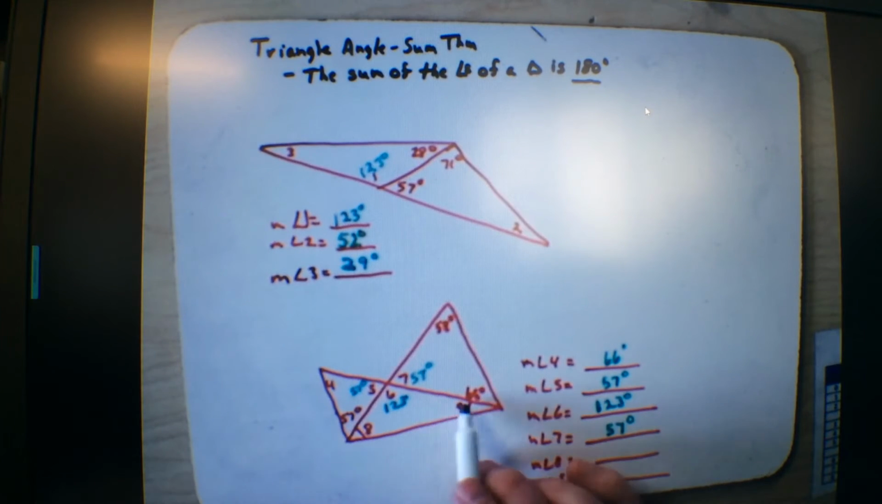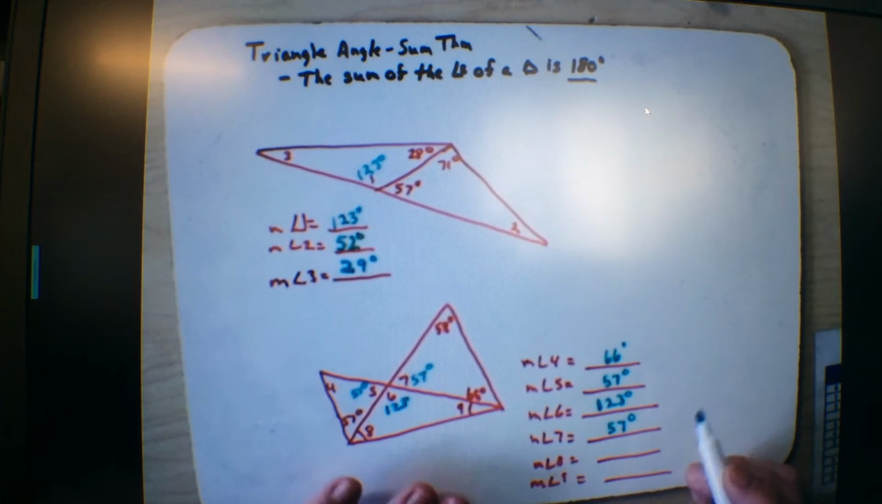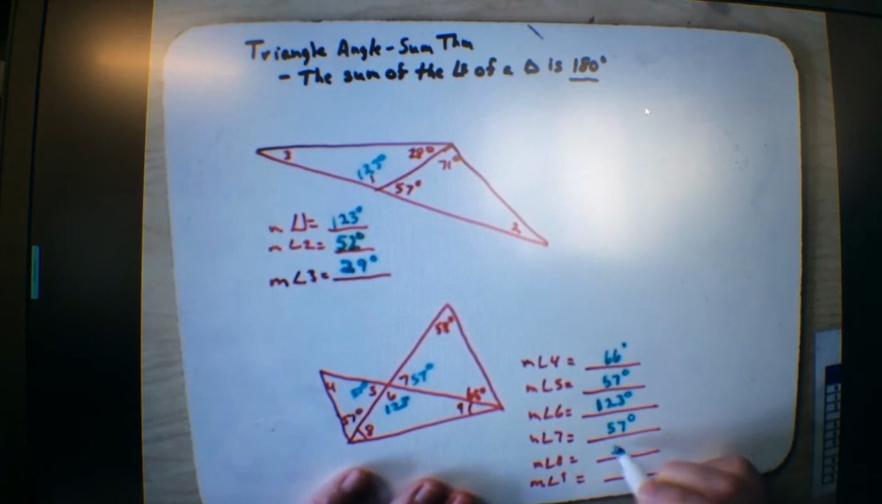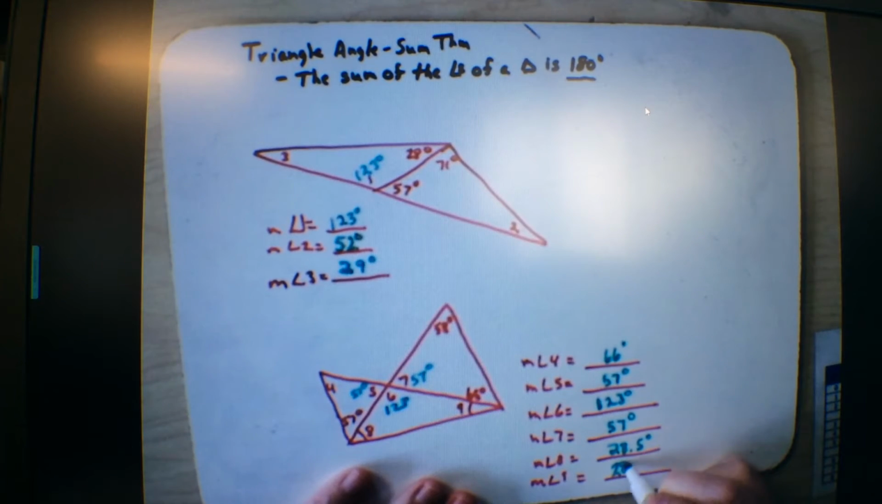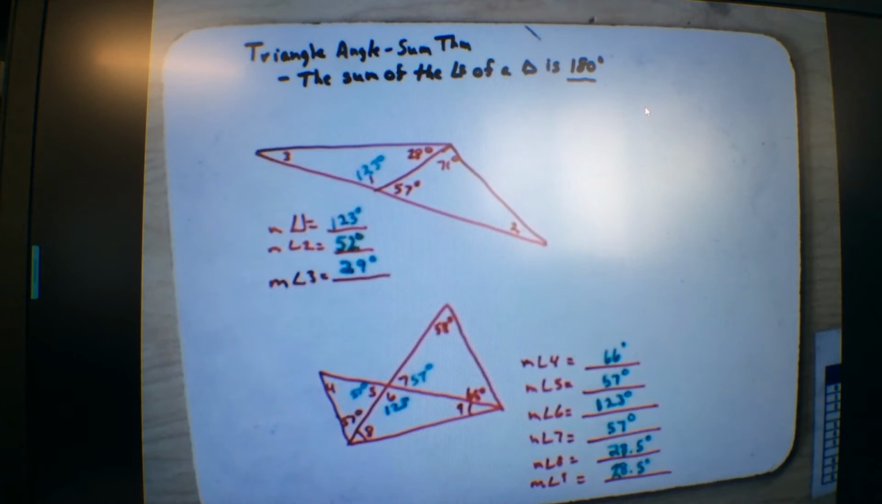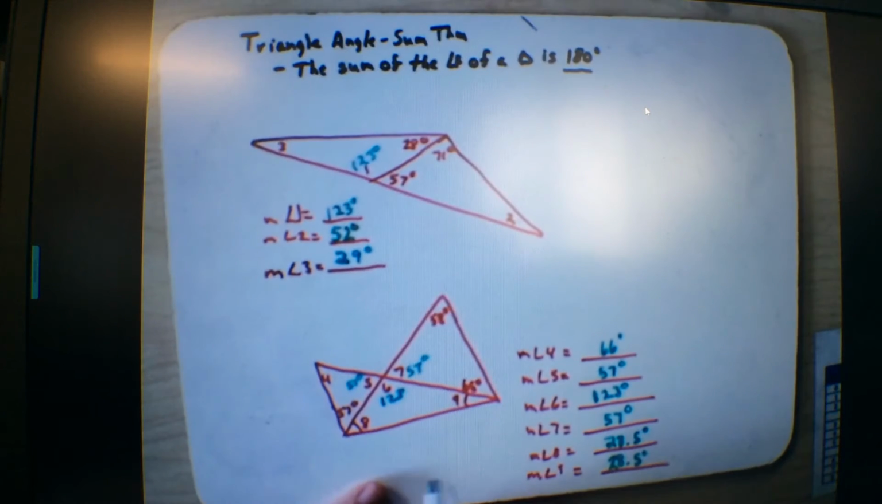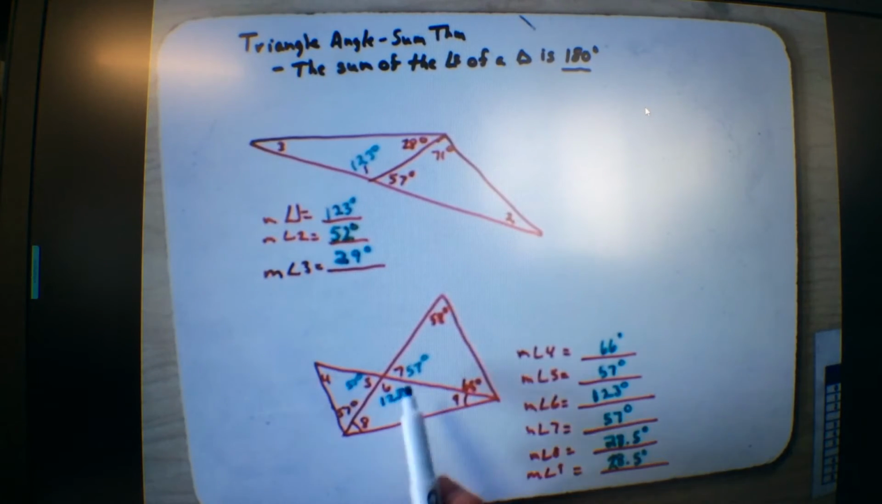So how do we get 8 and 9 then? Divide by 2, and 57 divided by 2 is 28.5 degrees, and they're both 28.5 degrees, okay? So notice that 7 was equal to 8 and 9. Does that seem interesting? I have a question for you. 7 was equal to 8 plus 9, right?